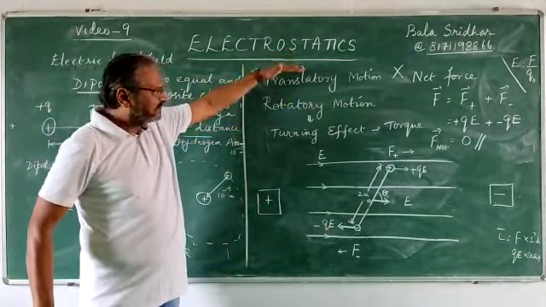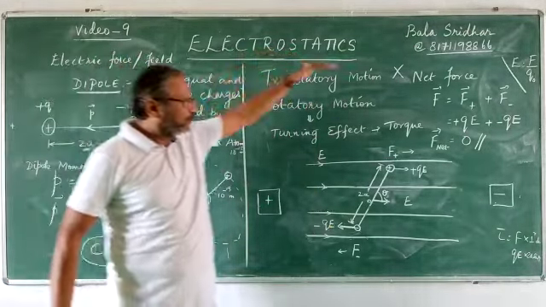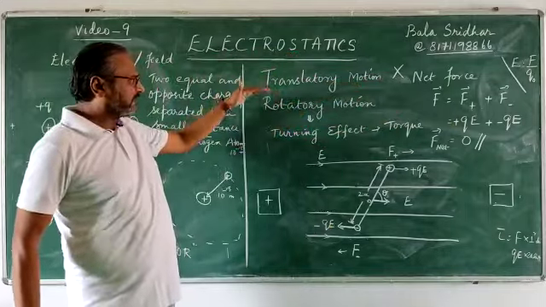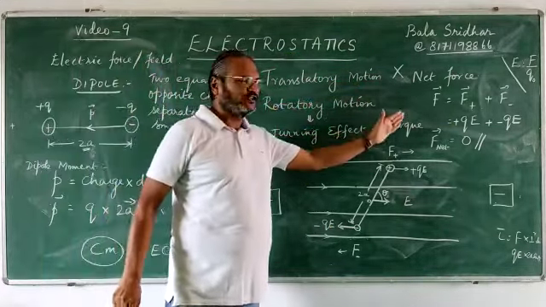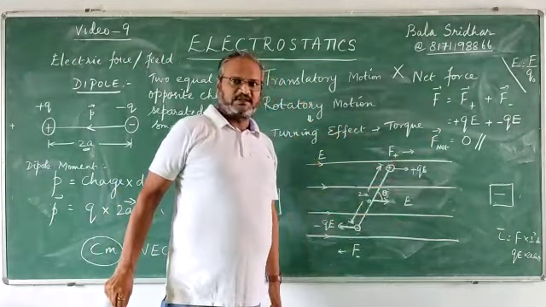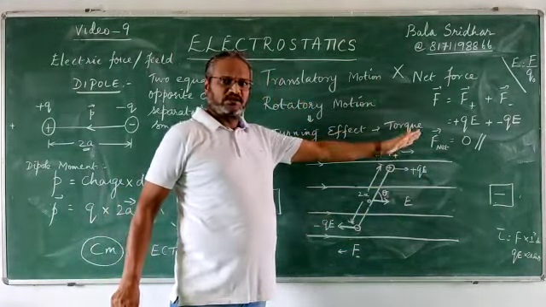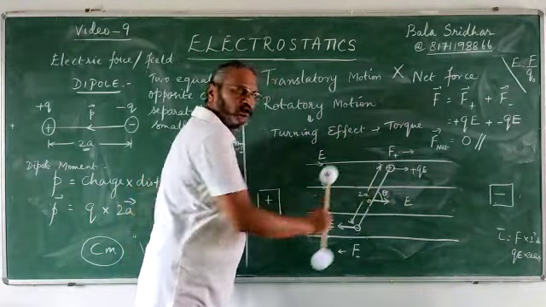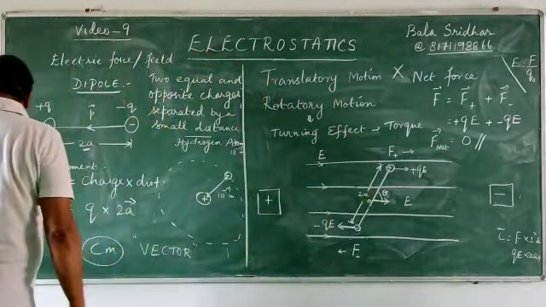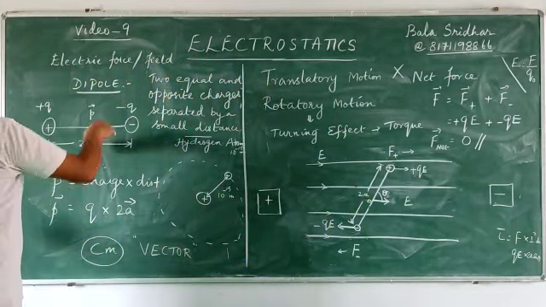So there is no translatory motion, net force is 0, and there is a rotatory motion. There is a turning effect, which means a torque is being set up. Now we have to find out the torque acting on a dipole placed in a uniform electric field. So let us see how we derive that equation.